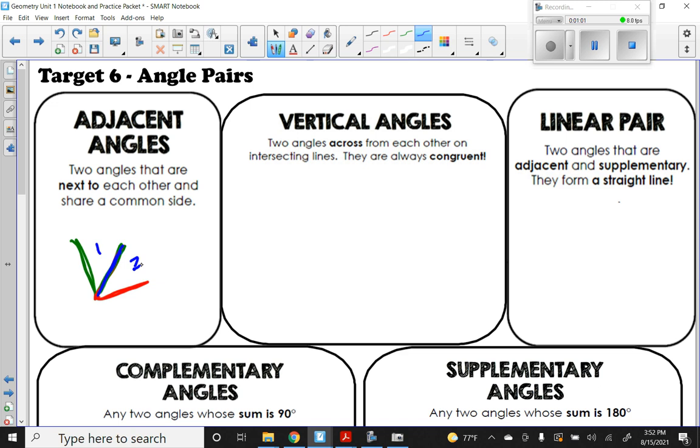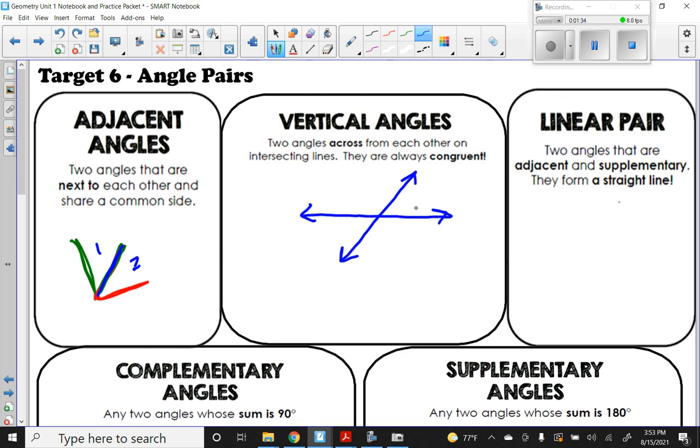Vertical angles have to do with when there are two intersecting lines or segments. So let's go ahead and make two intersecting lines. Vertical angles are two angles across from each other on intersecting lines, and they are always congruent. So this is the first time we're going to talk about some measurement. These are always the same measure.